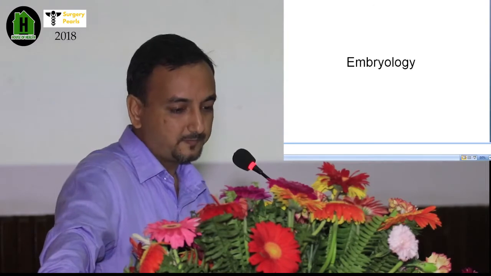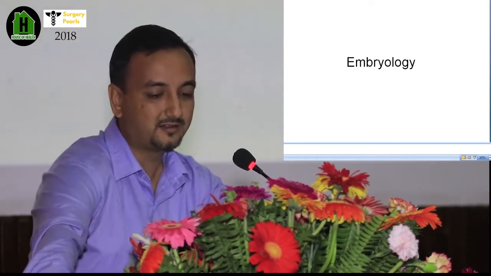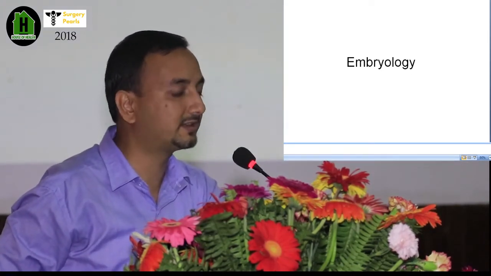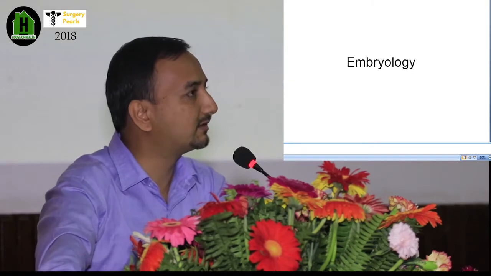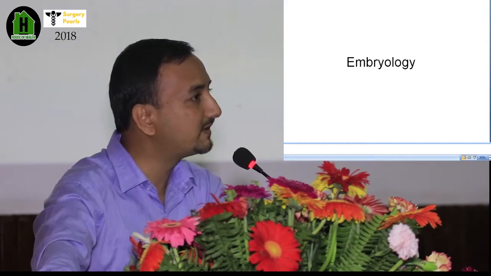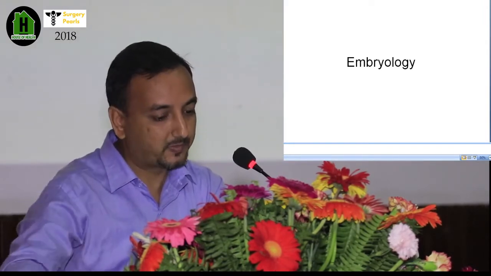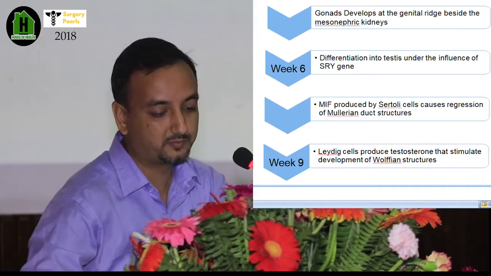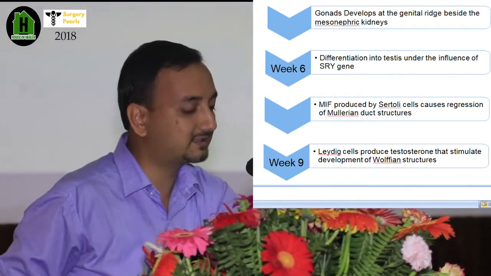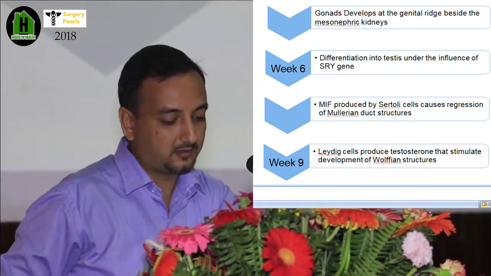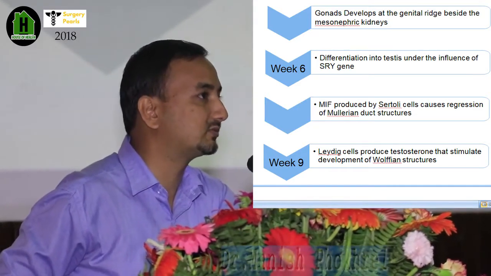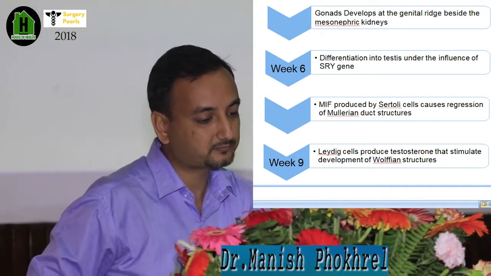So talking about the embryology, you all know that the gonads develop at the genital ridge beside the mesonephric kidneys. They both develop together and then one ascends and the other descends. By 6 weeks, the undifferentiated gonad differentiates into the testis under the influence of the SRY gene. And the Mullerian inhibiting factor produced by the Sertoli cells causes regression of the Mullerian duct structures, and by week 9, the Leydig cells start to produce testosterone that stimulates the development of the Wolffian structures, which are the predominantly male structures.